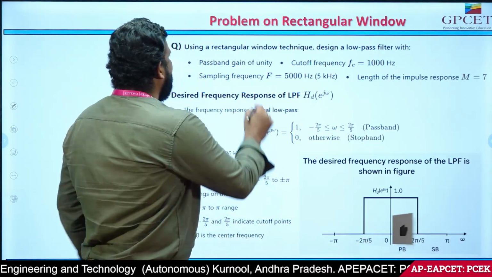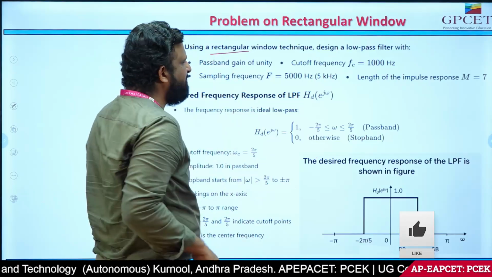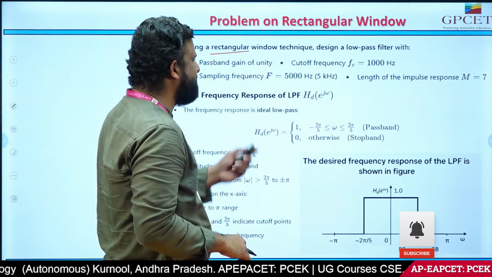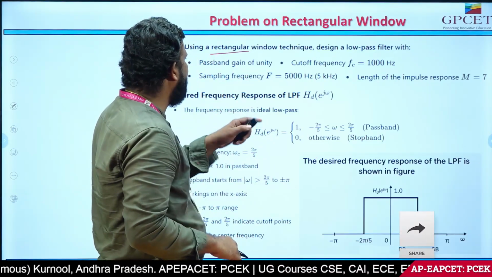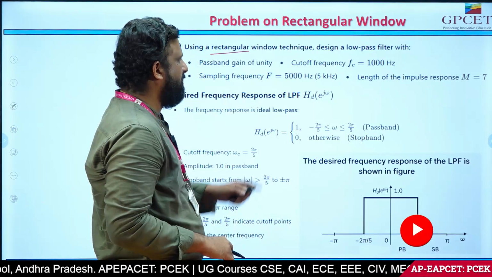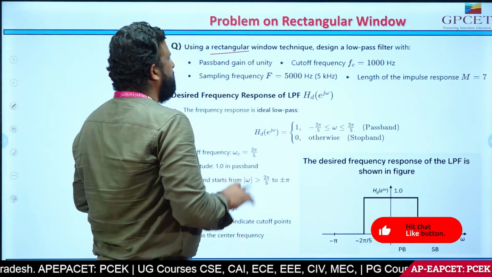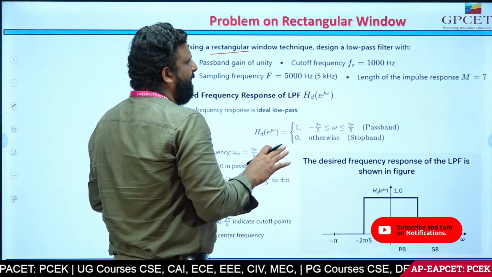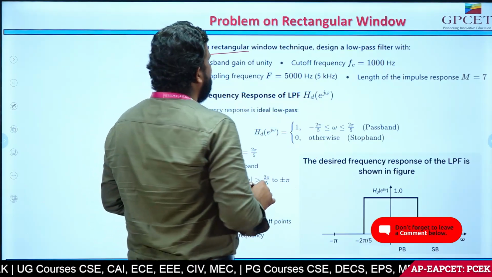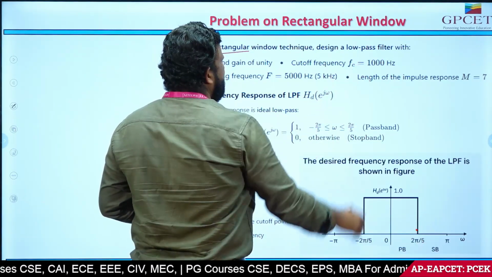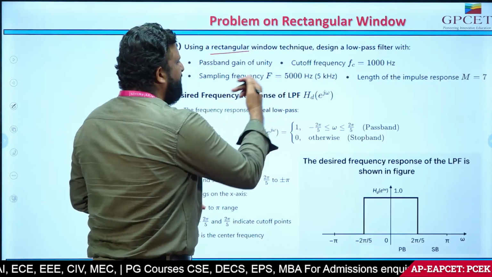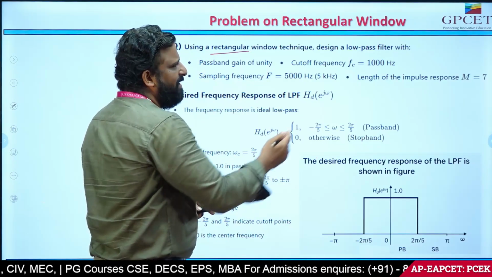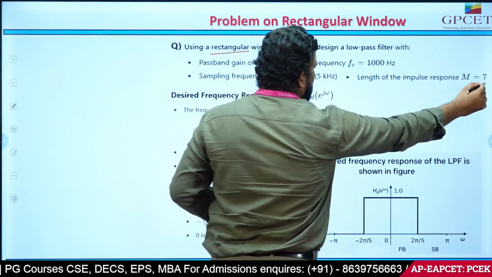windowing technique, which is nothing but the rectangular window. Same, you can see the specifications. The specifications are somewhat different when we compare with the previous problem. So it is some different kind of model. He has given the passband gain of unity, cutoff frequency 1000 Hz, sampling frequency 5000 Hz, and similarly the length is also given, M is equal to 7.